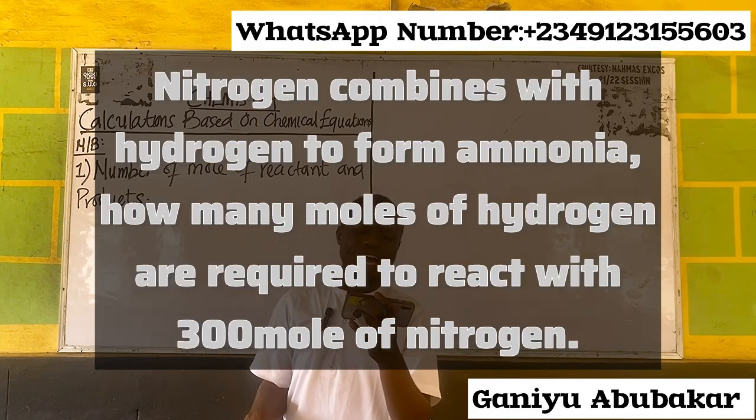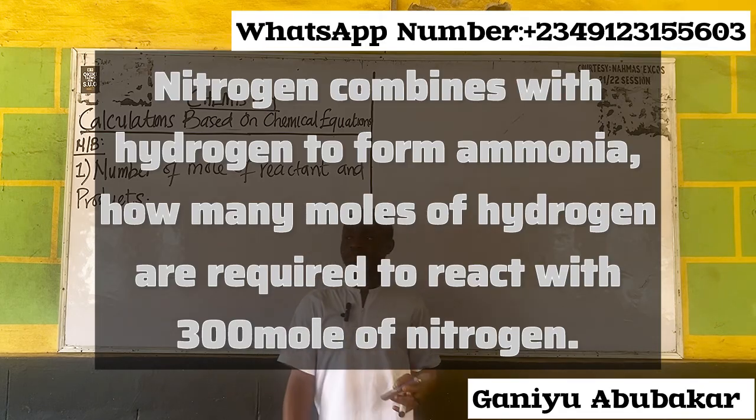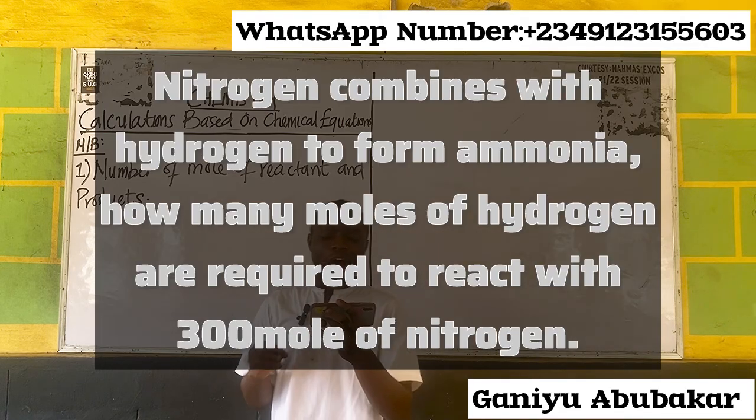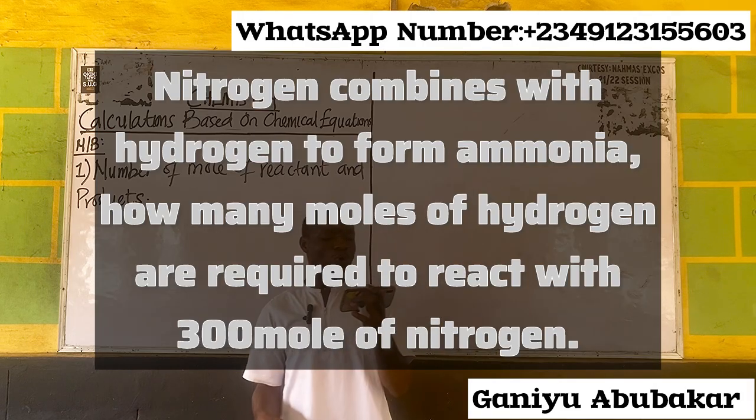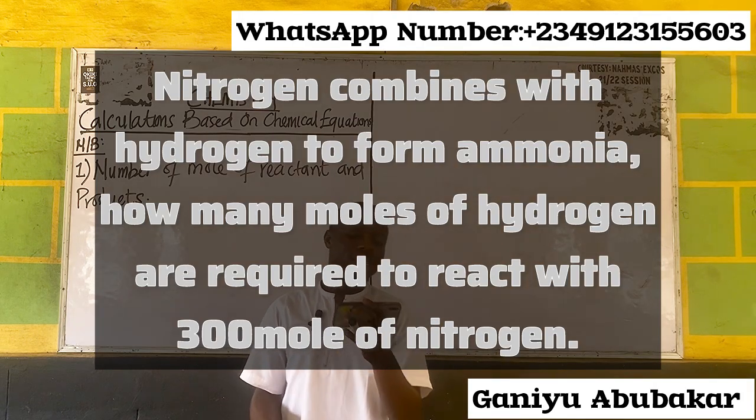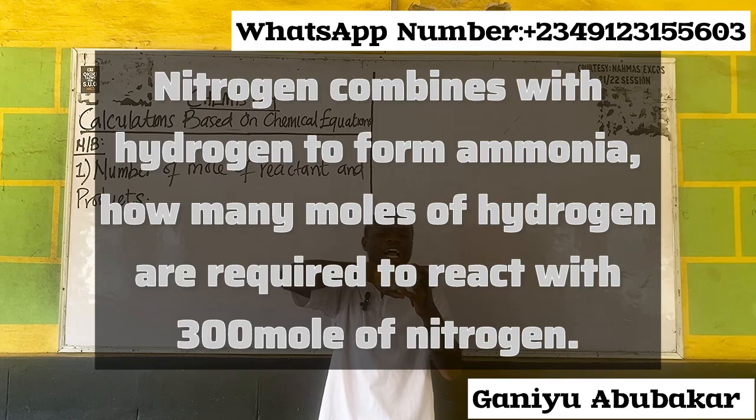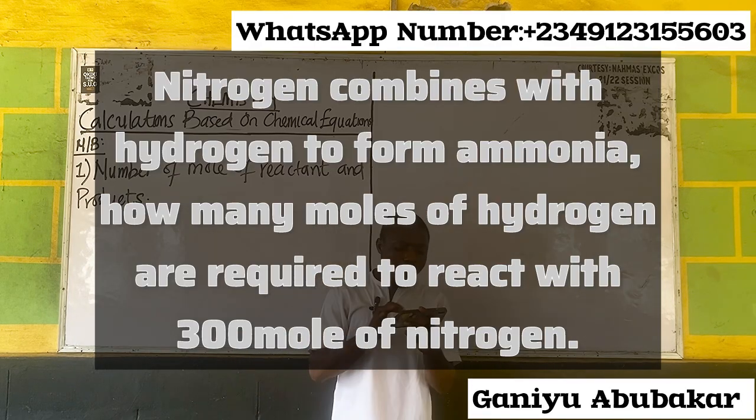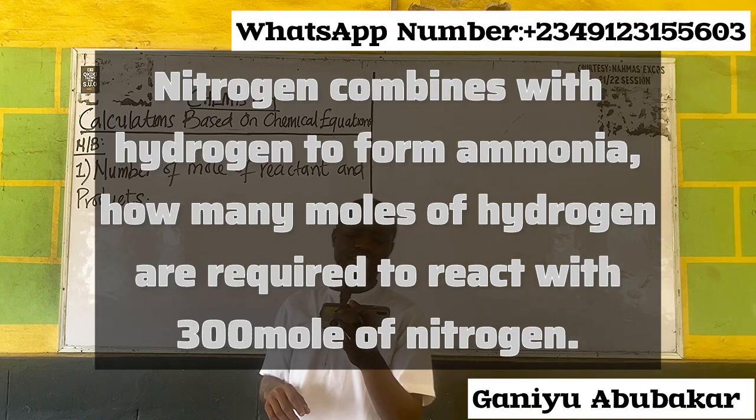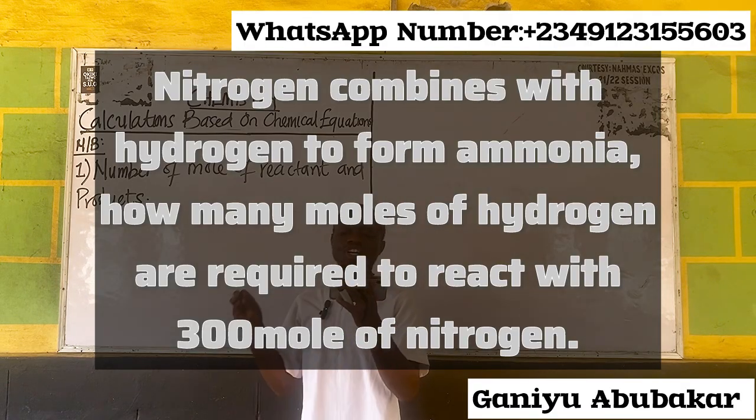Example: nitrogen combined with hydrogen to form ammonia. How many moles of hydrogen are required to react with 300 mole of nitrogen?